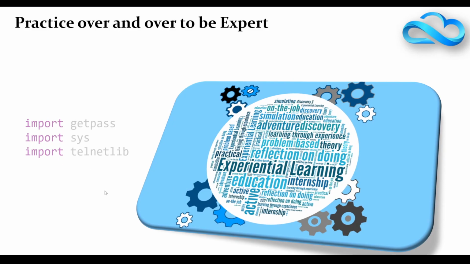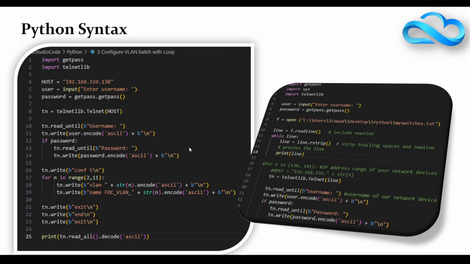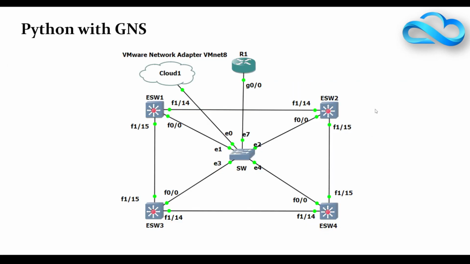These are the playbooks which we are using, the Python syntax. You are expert now. And this is the topology which we are going to configure. You can expand this topology as much as you like, but you have to follow the same technique, same script, which I'm going to show you in a while. So in this topology, I'm going to configure switch 1 with 10 VLANs and a number of configurations. I'll show you in a while.